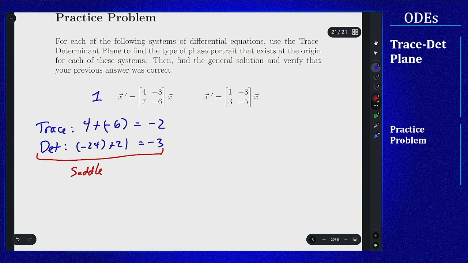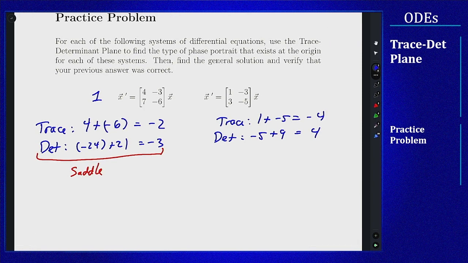Great. For the second system over here, we have a trace of 1 plus negative 5, or negative 4, and a determinant of negative 5 plus 9, which is positive 4. We then want to look at t squared minus 4d. T squared minus 4d is going to be 16 minus 16, or 0.